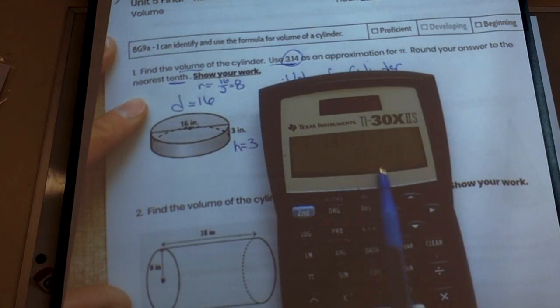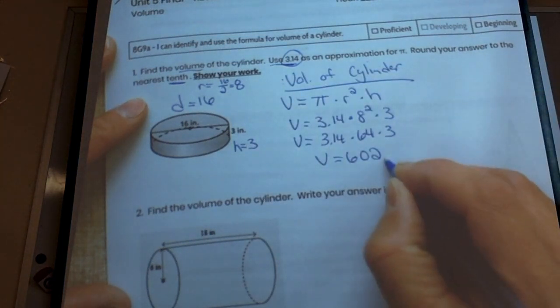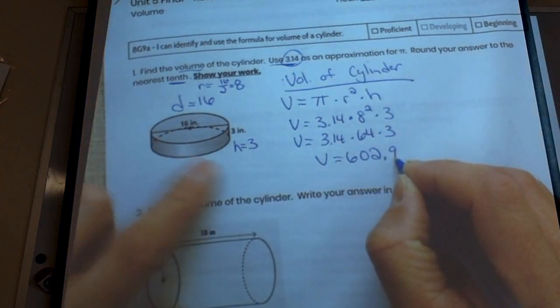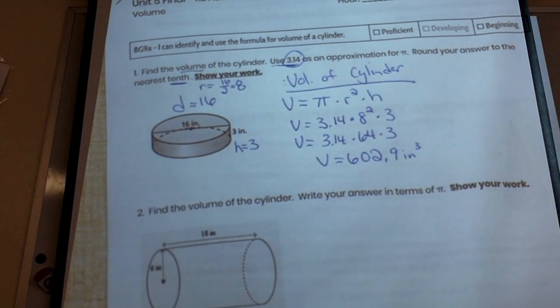It's 602.88. So to round to the nearest tenth, we look at the number behind the tenth, so we're looking in the hundredths place. The 8 is going to make the first 8 round up. So it's going to be 602.9. And we're going to label this units cubed with a 3. That's our answer.